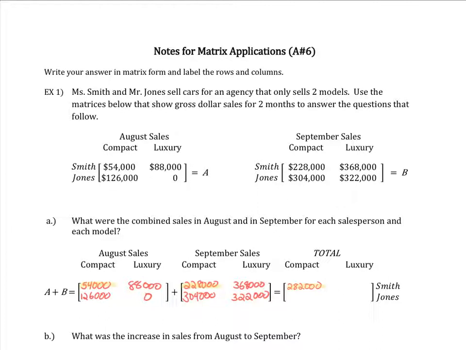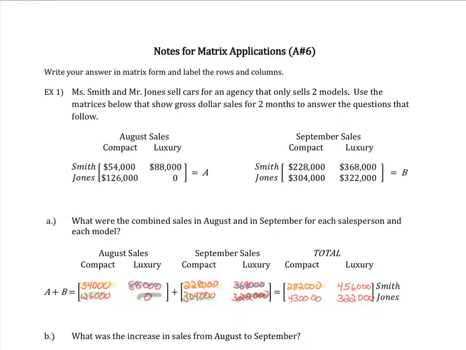$282,000. And we can do the same thing for the sales amount of Mr. Jones in August and September for compact cars, and Miss Smith's luxury car sales from August and September, and Mr. Jones' luxury sales in August and September. And then we would have the total for each of these. So we would just have to add these two together, these two together, and these two together to get the totals over here like this. There it is. So we just have to add.